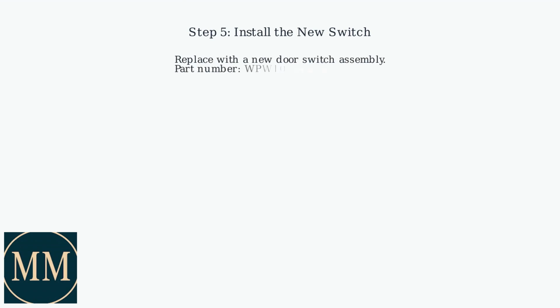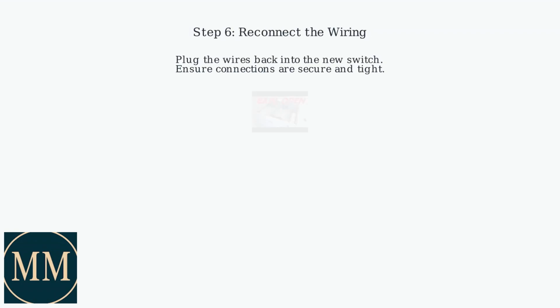Install the new door switch assembly. The commonly used part number is WPW0208373. Secure it in place with the mounting hardware. Reconnect the wiring to the new switch. Make sure all connectors are securely plugged in and any screws are tightened to prevent loose connections.